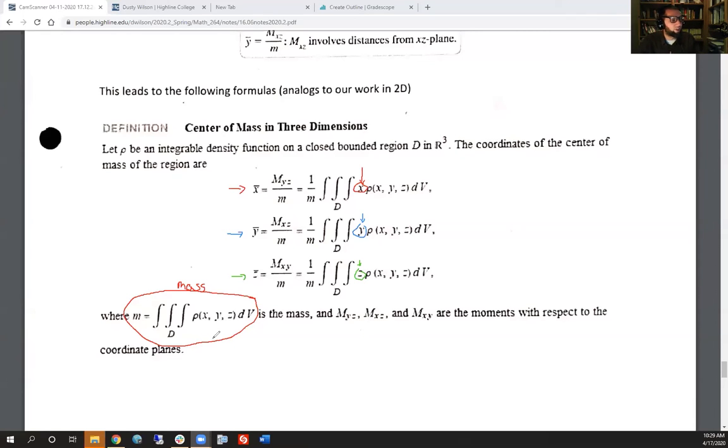So you can again see that the most important integral to set up properly is that mass integral. As soon as you get that mass integral set up properly, you can easily modify that integral to find x bar, y bar, or z bar, or maybe I should say the moments about the various planes. Questions about those formulas? So basically, we use these formulas to find the different bars for solid objects.